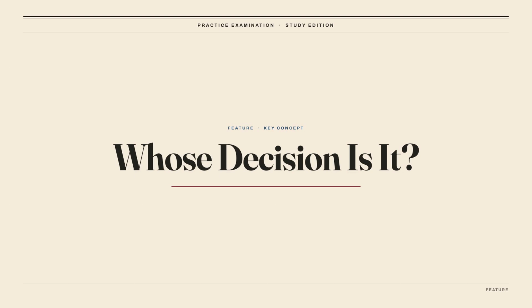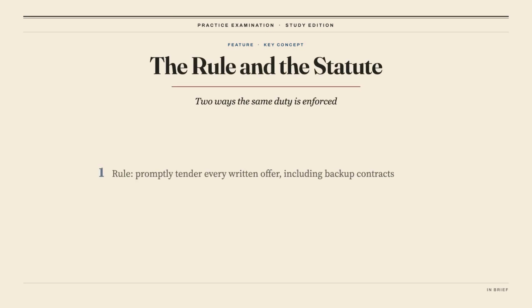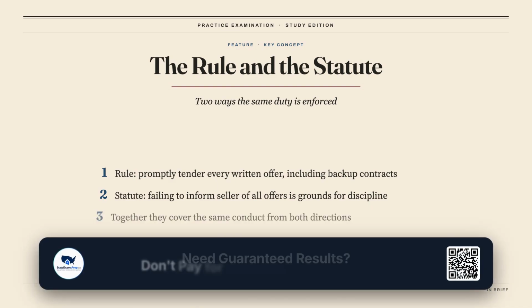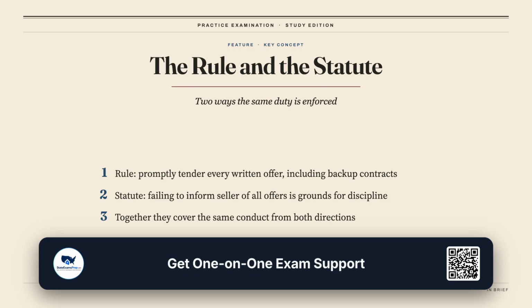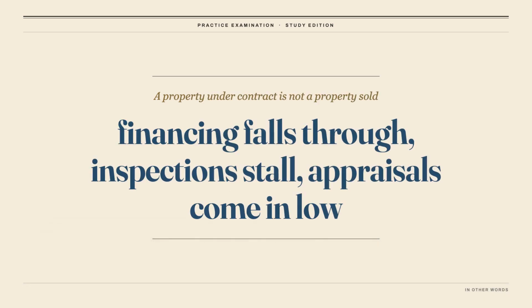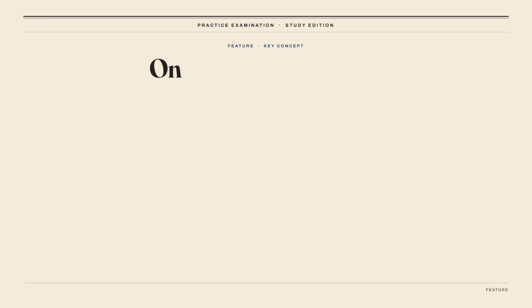That single principle explains why Missouri regulates offer presentation directly, rather than trusting it to professional judgment. The Commission's rule requires prompt tender of every written offer, including properly identified backup contracts. The statute reinforces it from the other side, making it a disciplinary violation to fail to inform a seller of all written offers. A backup offer matters because a signed contract can still collapse. Financing falls through. Inspections produce impasses. Appraisals come in low and buyers change their minds. A seller with a backup buyer already in position avoids returning to the market carrying that stigma.